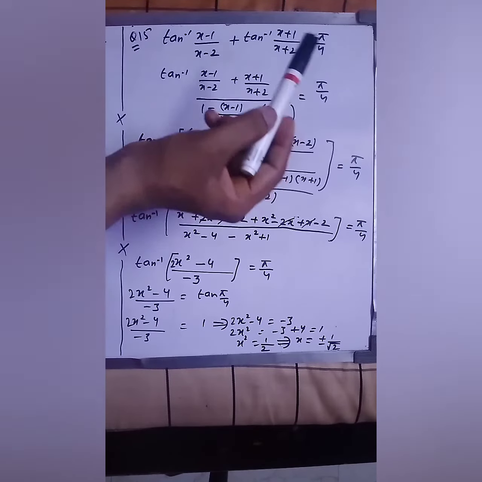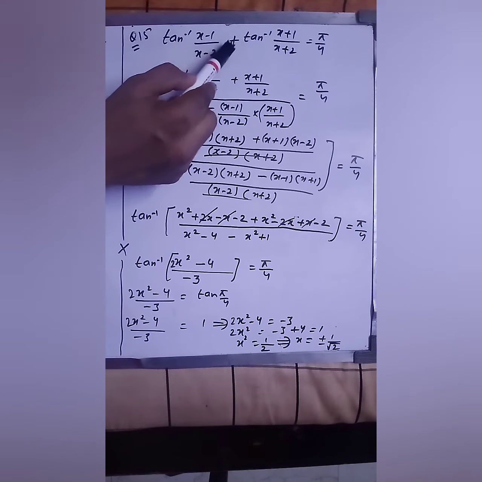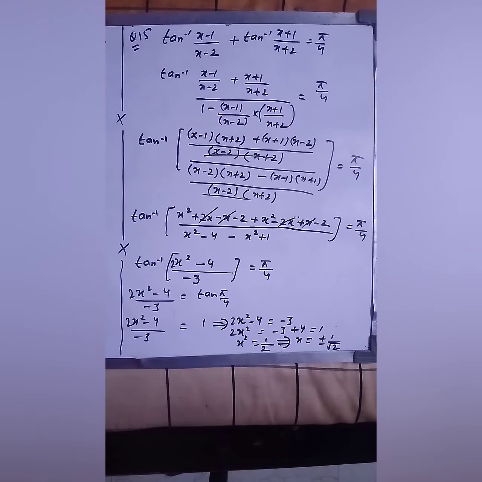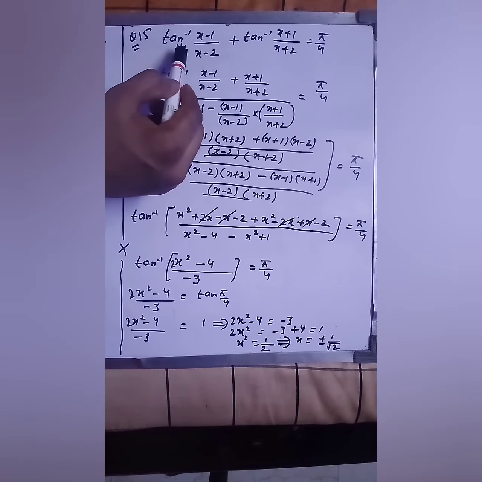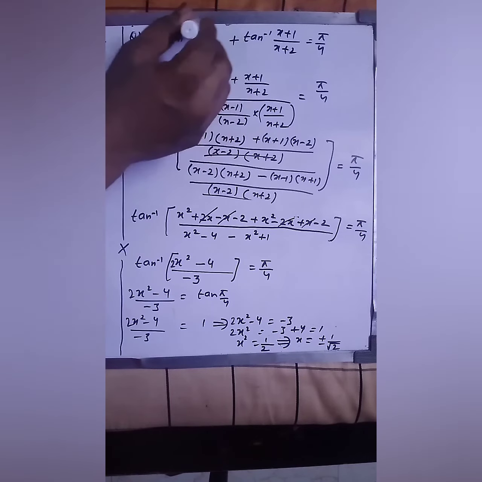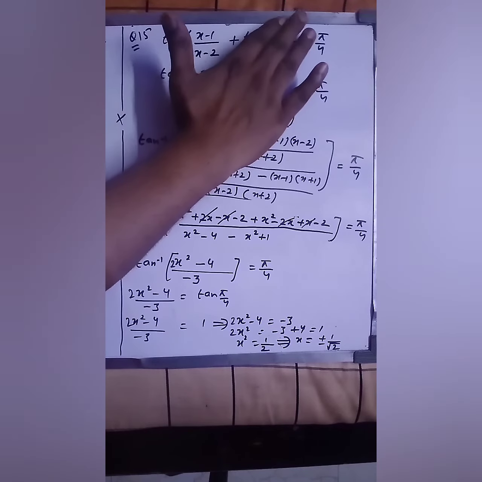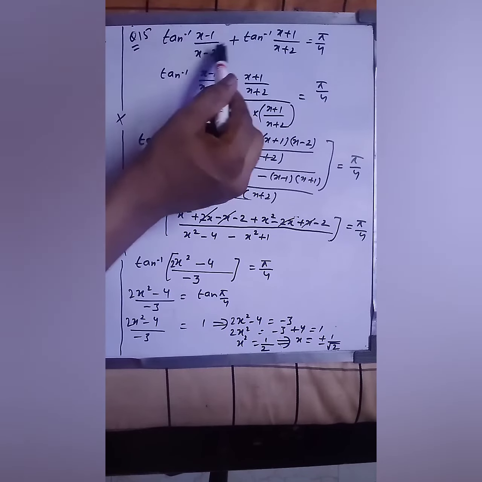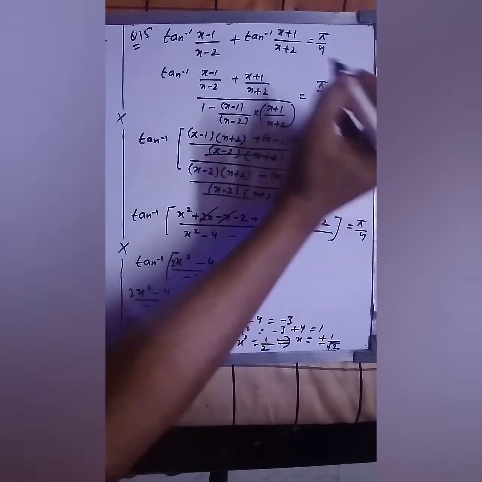So what I'm doing, I'm just applying the formula, that is tan inverse this plus tan inverse this. In type 3, we have derived the formula of tan inverse x plus tan inverse y, if we are considering this whole as x and this whole as y. So there is a formula for that. So this is the formula. So I'm writing the formula here.